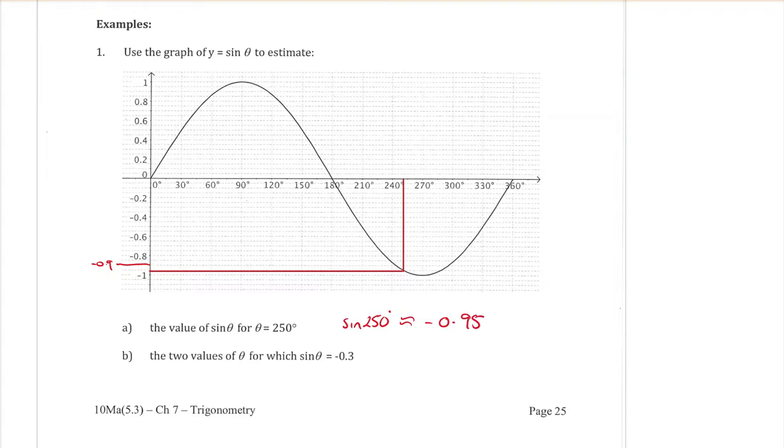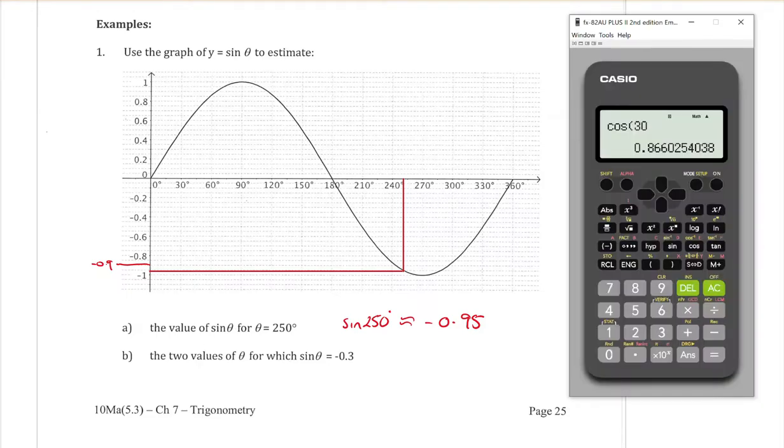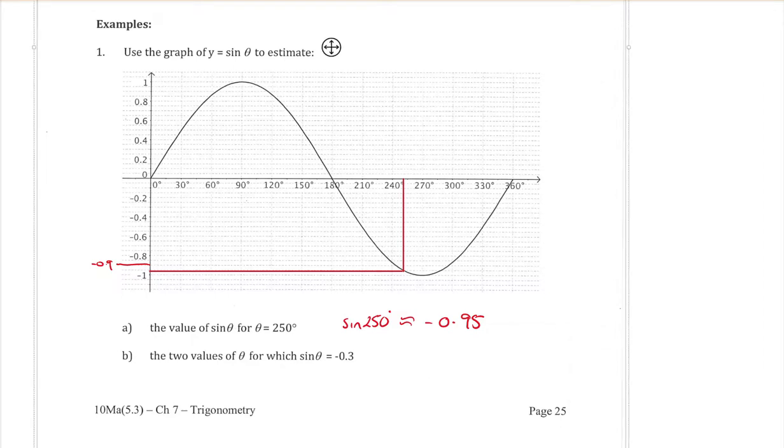0.95. Now we've been asked to do this on our graph, so if you're doing this on your test, I would expect to see those lines so that I know that you've read it off correctly. But you can, of course, check how close you are on your calculator to make sure you haven't made a silly mistake. So if you type in sine of 250, I've got negative 0.94, so it's pretty close. Okay, let's try the next one.